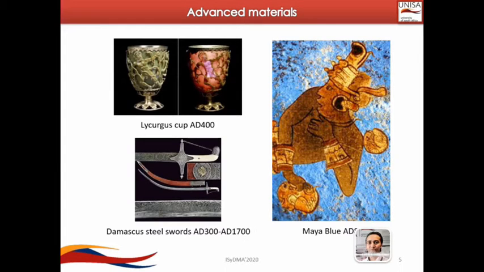And for the Madagascar steel sword, it was found that it is one of the very light, very strong and very sharp swords, and recent analysis showed that these swords contain carbon nanotubes.